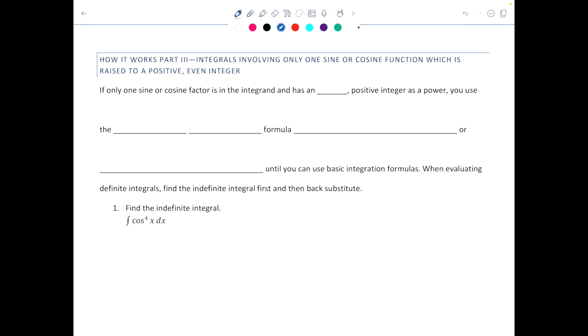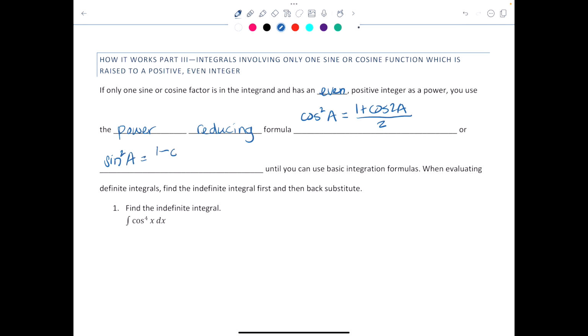Integrals involving only one sine or cosine function, which is raised to a positive even integer. All right? So this is a different kind of strategy. If only one sine or cosine function is in the integrand and has an even positive integer as a power, you can use the power reducing formula. Cosine squared at a equals 1 plus cosine 2a over 2, or sine squared at a equals 1 minus cosine 2a all over 2, until you can use basic integration formulas.